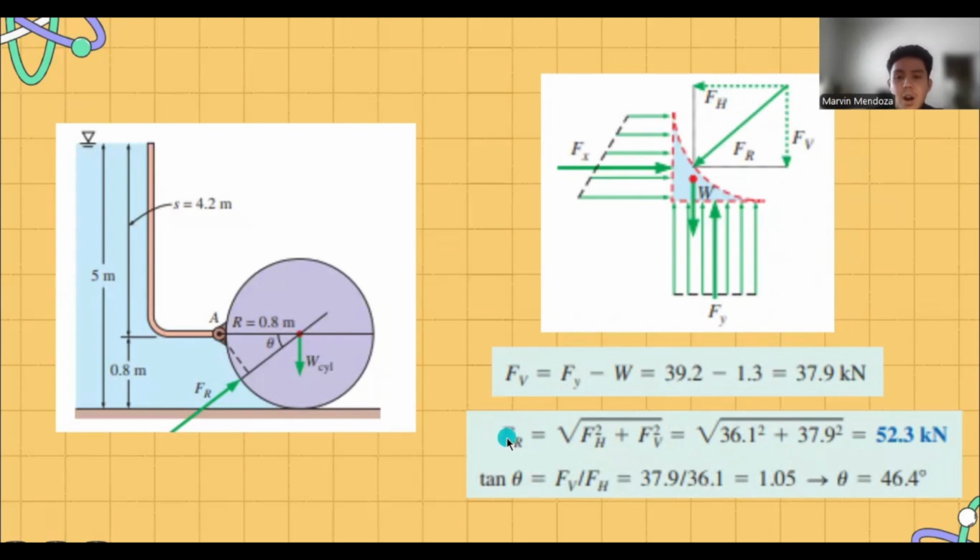So we have that Fr is equal to the square root of 36.1 squared plus 37.9 squared, which is equal to 52.3 kilonewtons. Then we take the arctangent of 37.9 over 36.1, which gives the angle theta of 46.4 degrees. We have that the total force is equal to 52.3 kilonewtons per meter of gate length acting at 46.4 degrees from the horizontal. And because it's a circular surface, we know this force must pass directly through the center of the circle.